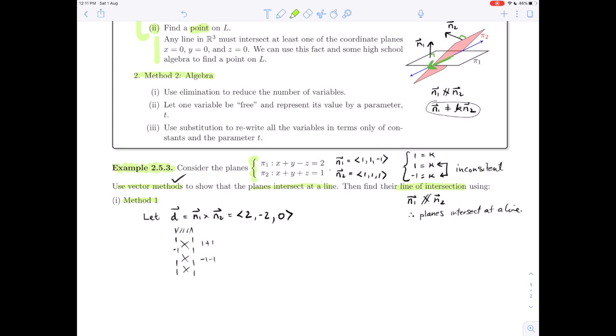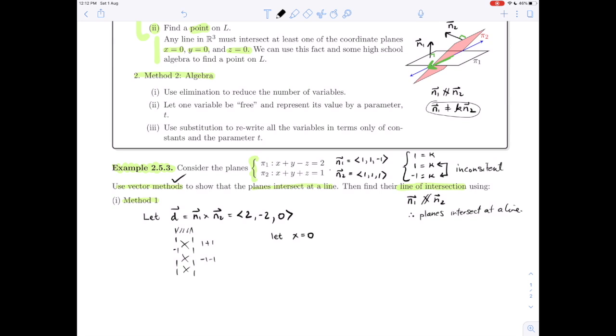And that any line in three-dimensional space has to intersect at least one of the coordinate planes. It has to. And so we can choose to either let x equals 0, y equals 0, or z equals 0 to do this, do some high school algebra, I'll show you in just a second, to figure out a point on that line. So I'm going to choose to let x equal 0.